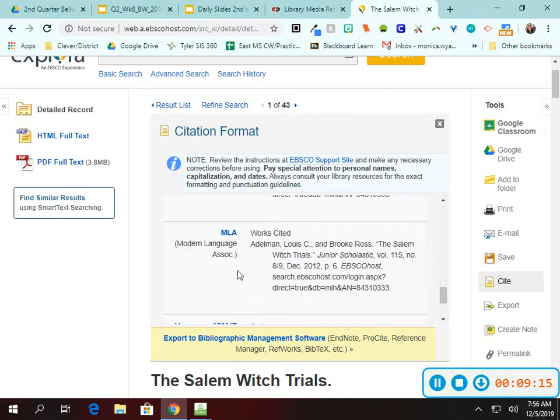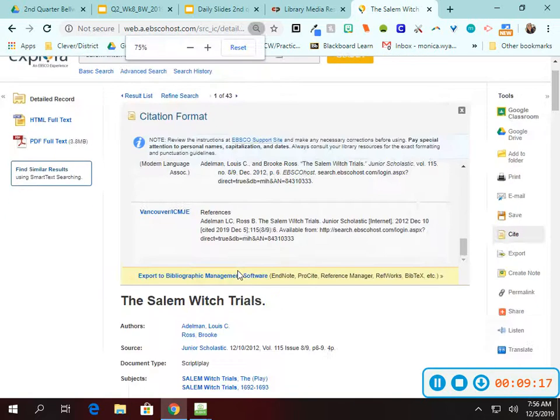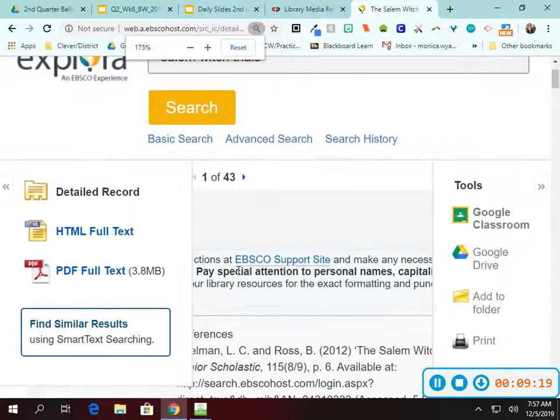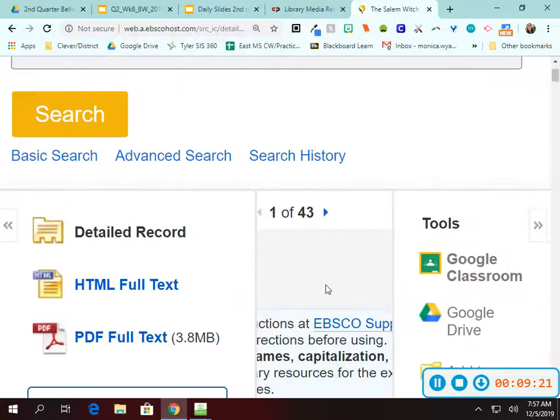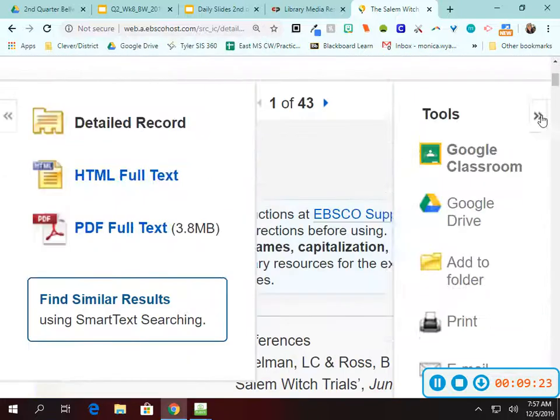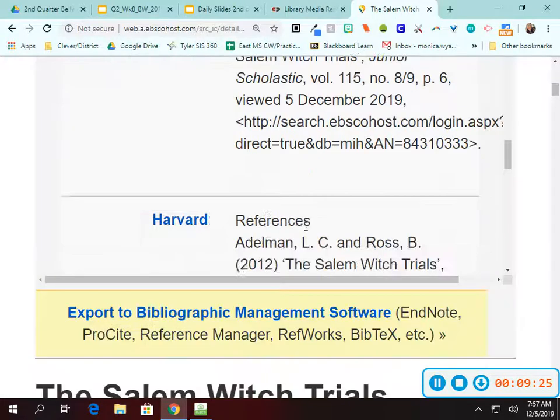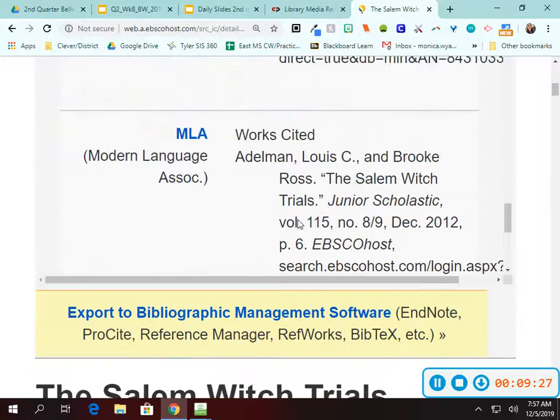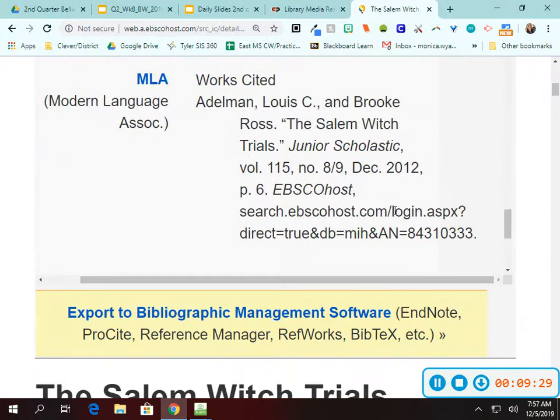So I'm going to make this bigger for you so that you can see it. Oh, that's making it smaller. Okay. There we go. Okay. So this is the citation that we're working from. We are going to just fill in everything that's on our little blue source card from this citation.